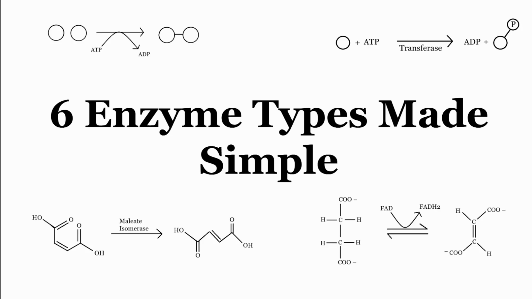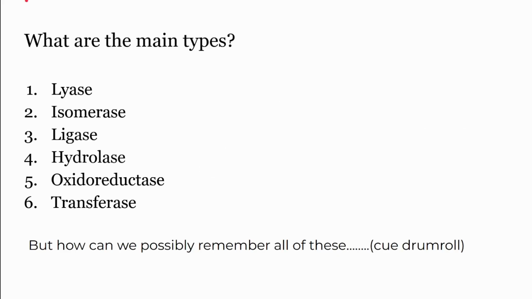Not all enzymes do the same thing. In fact, biochemists classify enzymes into 6 major classes based on the type of reaction they catalyze. Before we dive into examples, here are the 6 main types that you need to know. There is lyase, isomerase, ligase, hydrolase, oxidoreductase, and transferase.